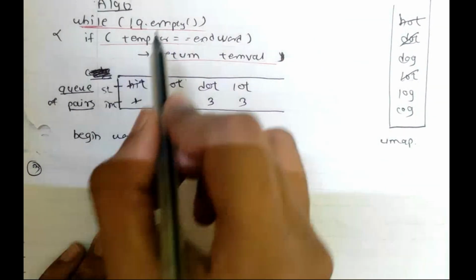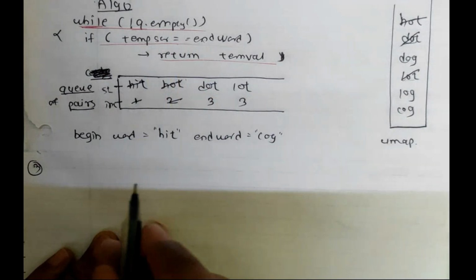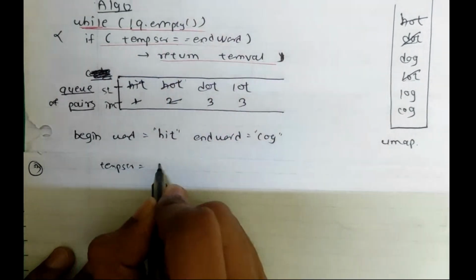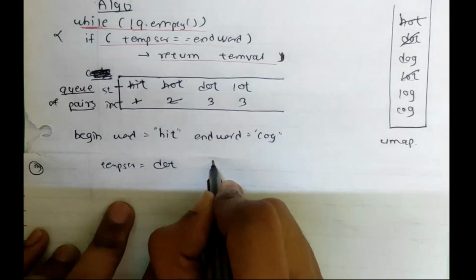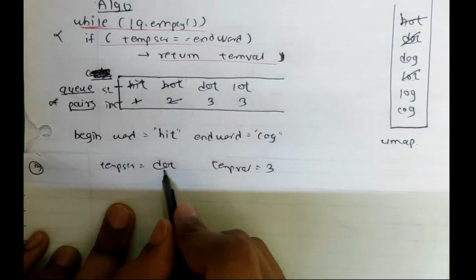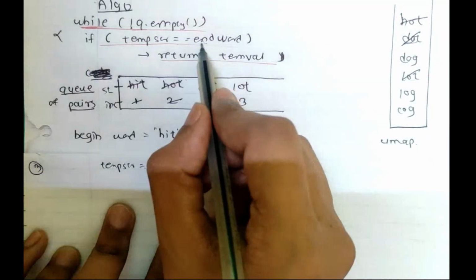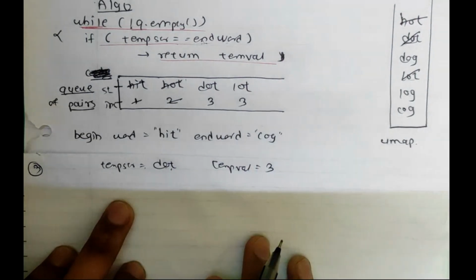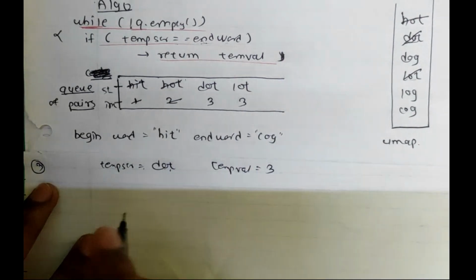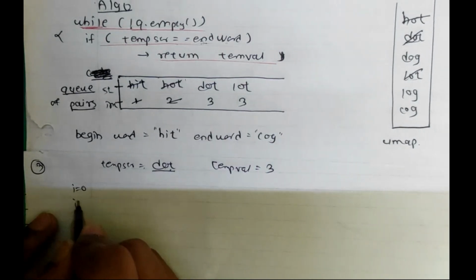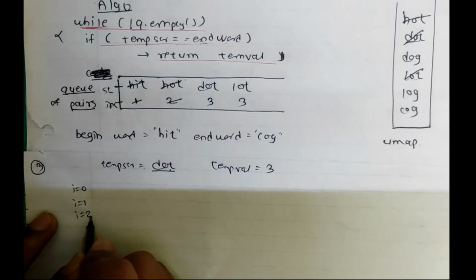For the third, is the queue empty? No, the queue is not empty. So temp str is DOT and temp val is 3. Is temp str equal to the end word? Is DOT equal to cog? No. So we will move on to the further code. So DOT, the length is 3. So i starting from 0, i starting from 1, i starting from 2.